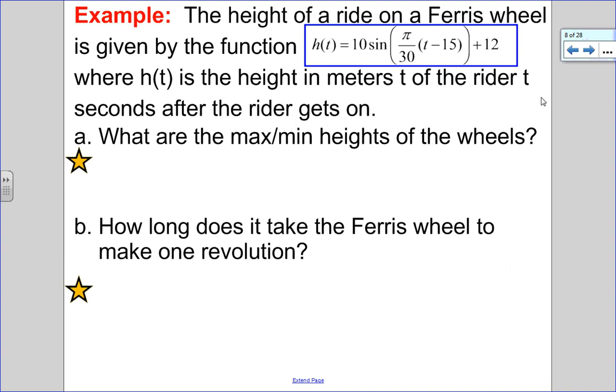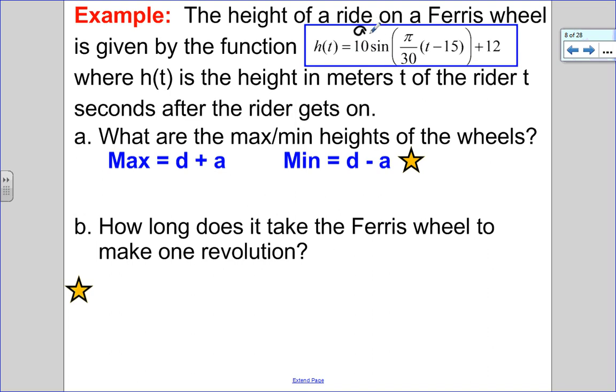Okay, let's look at a word problem. So in this word problem here, we have the height of a ride on a Ferris wheel, where h is the height in meters, t is the time in seconds. So given this equation, what are the max and min heights of the wheel? So maximum is your midline up the amplitude. Minimum is midline down the amplitude. So looking at my A and D values, my maximum is going to be 12 plus 10, which is 22 meters. My minimum is going to be 12 minus 10, which is 2 meters.